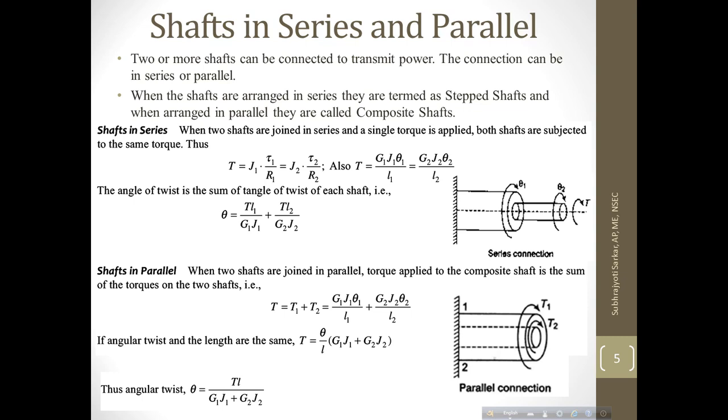You can see the one that is combined in a series of shafts, that is called stepped shafts. Those which are connected in parallel are called composite shafts. You can see them in the figure: the stepped shafts where the size of the shaft varies and it is connected in series, and in parallel shafts the axes of the shafts remain parallel to each other, and that case is called the composite shafts.